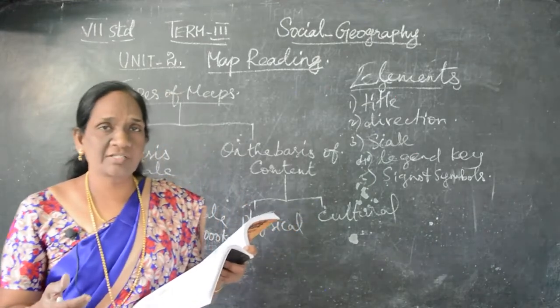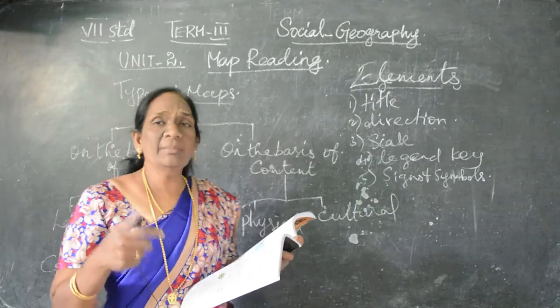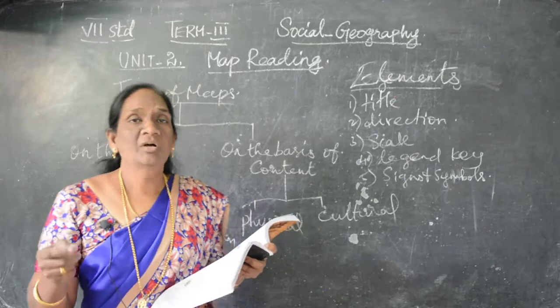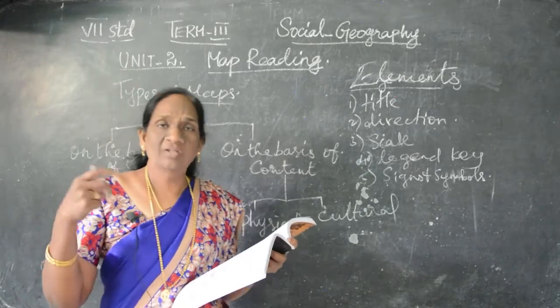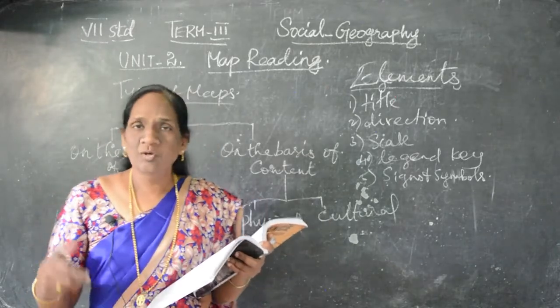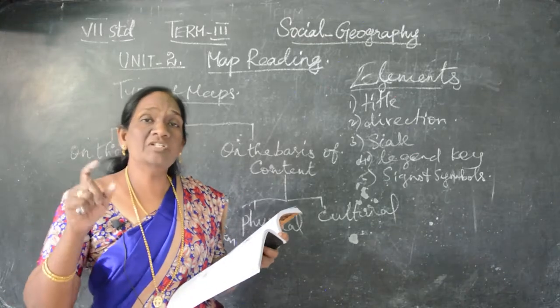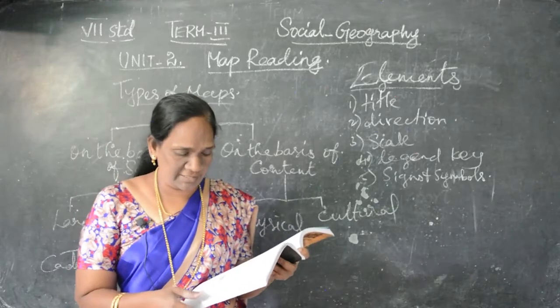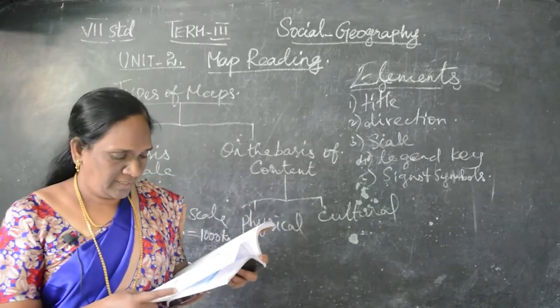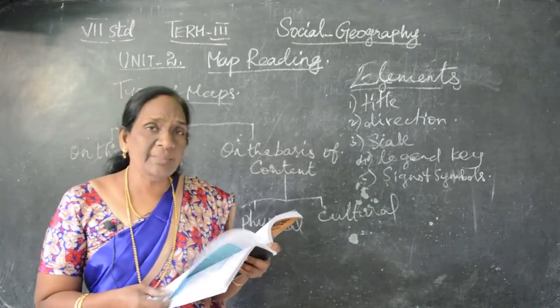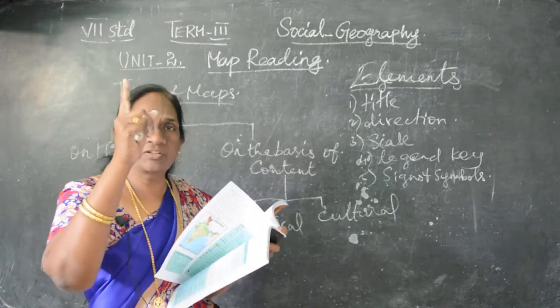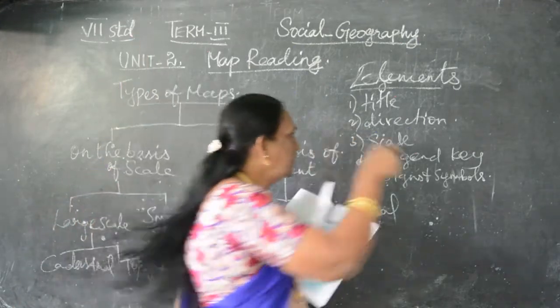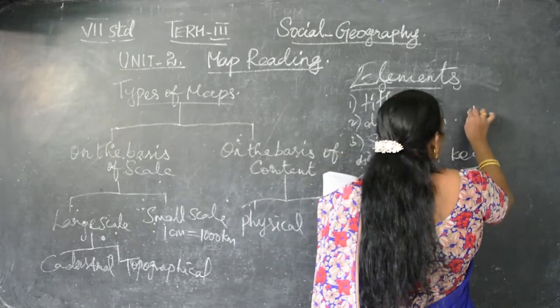Then direction, the second one is direction. In the map we can know about the direction. What are the directions? North, south, east and west. All the maps will show the north direction only. They have given a simple symbol for the north direction here. Understand? Always the direction north will be upward.